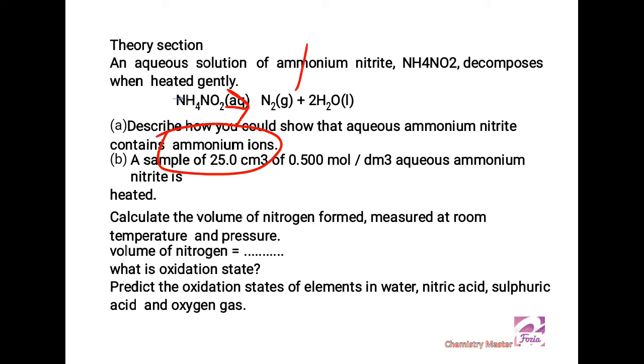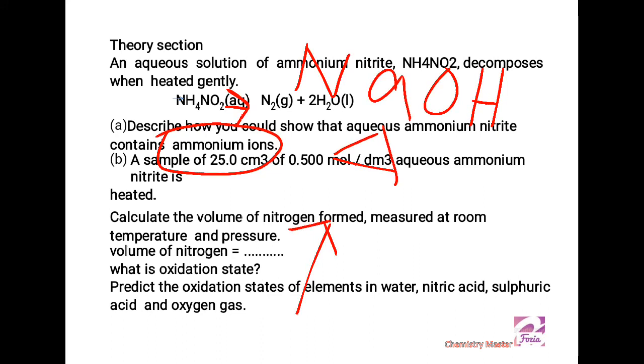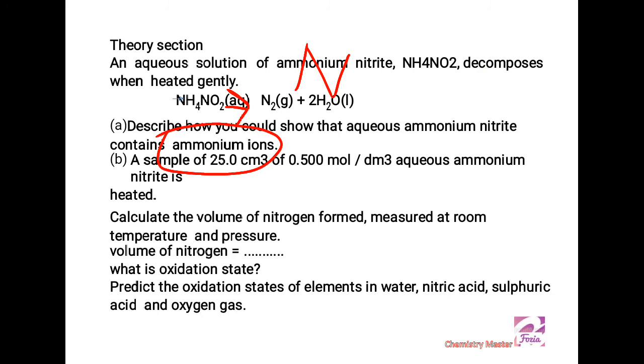Don't forget that sodium hydroxide will be added in the test tube and it is warmed. Then a pungent-smelling gas will come out of the test tube, and when you put moist red litmus paper, it will turn blue. So this color change of the litmus paper from red to blue will identify the release of ammonia gas from ammonium ion.